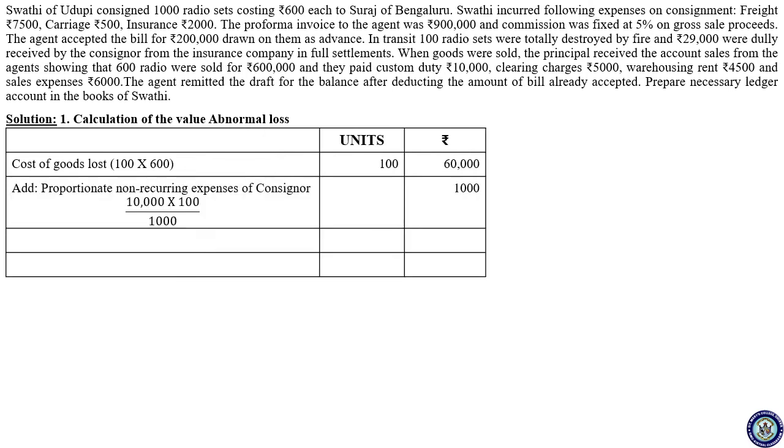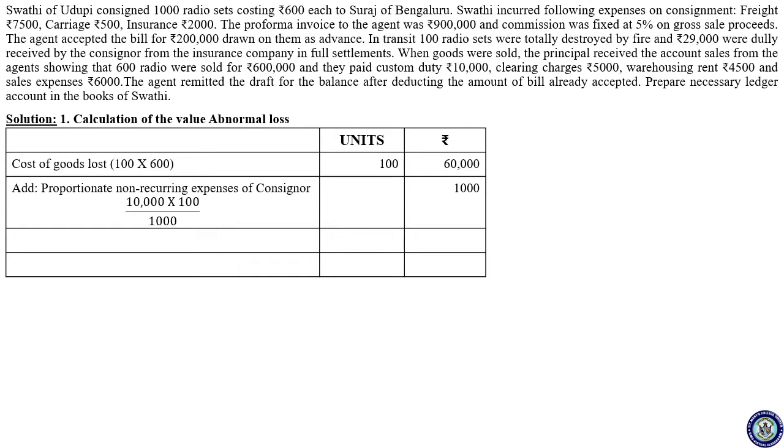Then you have to add the proportionate non-recurring expense of the consignor. So the consignor incurred freight 7,500, carriage 500, and insurance 2,000. So in total it comes to 10,000. So 10,000 was incurred for 1,000 units. You want the non-recurring expense of 100 units, so you have to do the cross multiplication. 10,000 into 100 divided by 1,000 comes to 1,000.